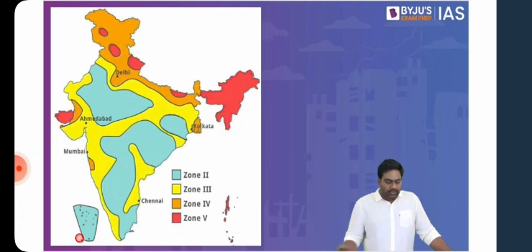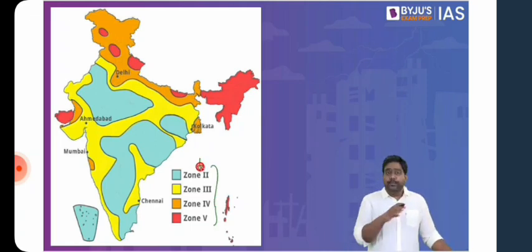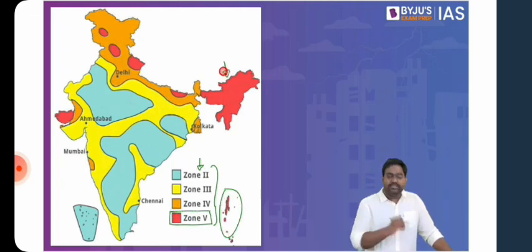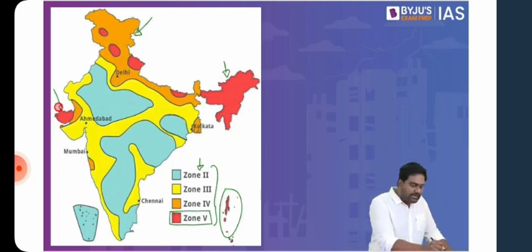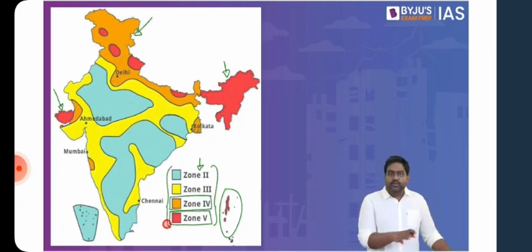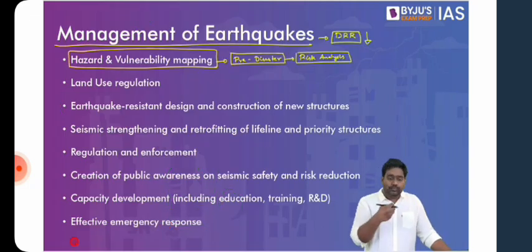We understood the seismic zones of the country and how India is divided into different seismic zones based on seismic activity. We understood that the Andaman Nicobar Islands, northeast of India, the Himalayan belt, and the Kutch region of Gujarat fall under zone 5 and zone 4, which carry the highest risk with regard to earthquakes. Correct? So when you assess the risk like this and present it through a hazard vulnerability map, it becomes easier to plan for the disaster and prepare accordingly.